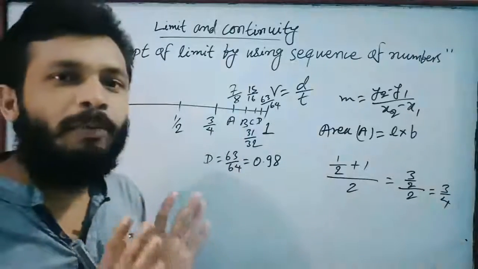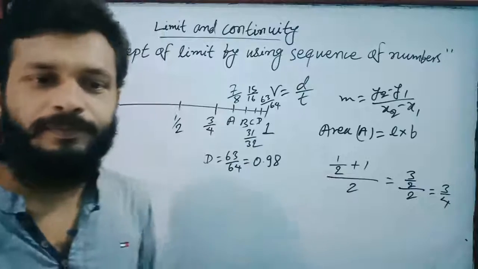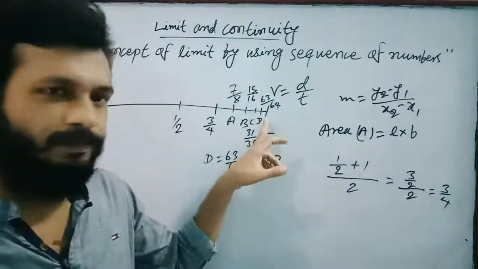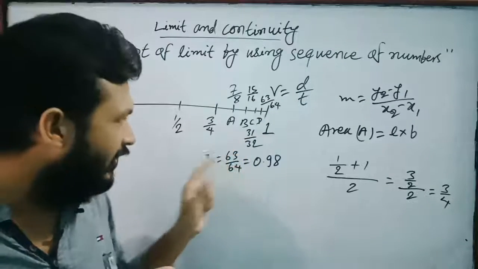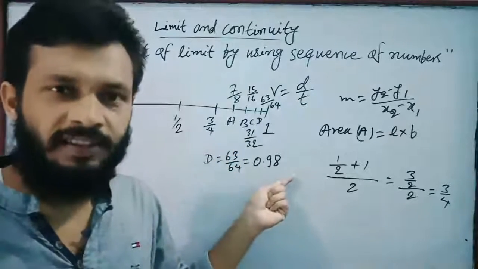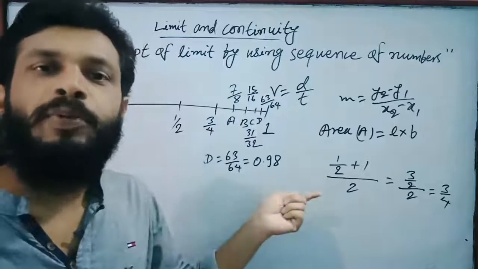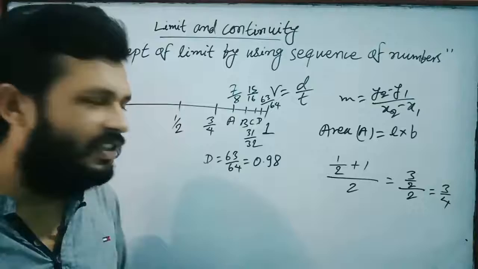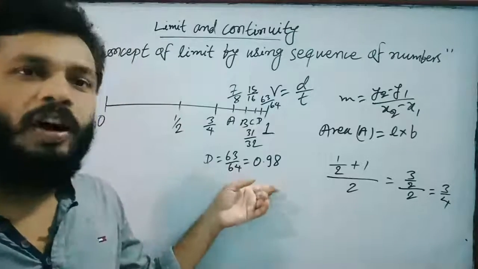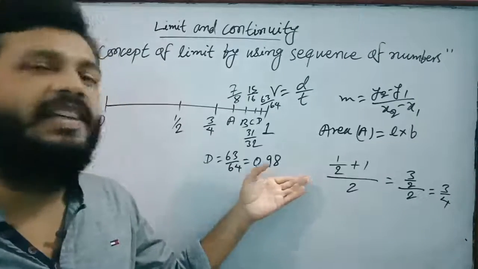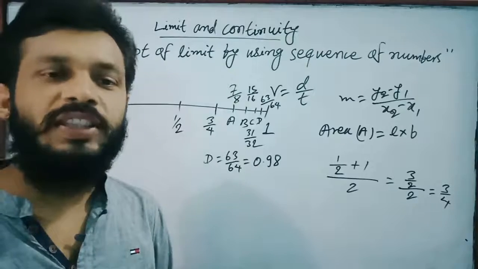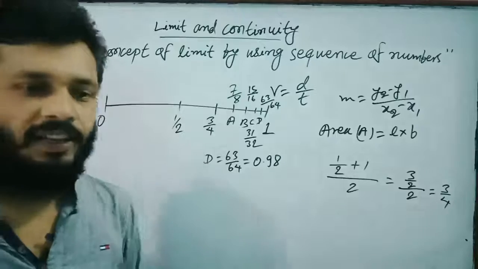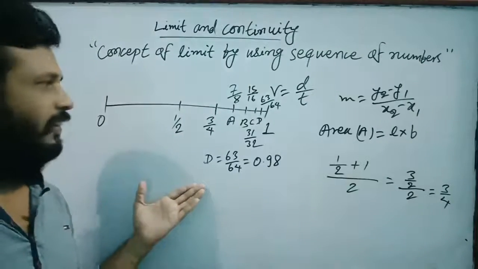Which letter is approaching to 1 here? D. You know, D is approaching 1. It means we can write the limit value of D equal to 1. Approaching value means limit value. Understood? Are you clear? Okay.